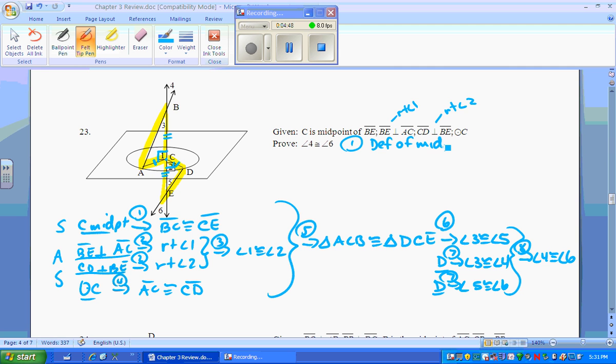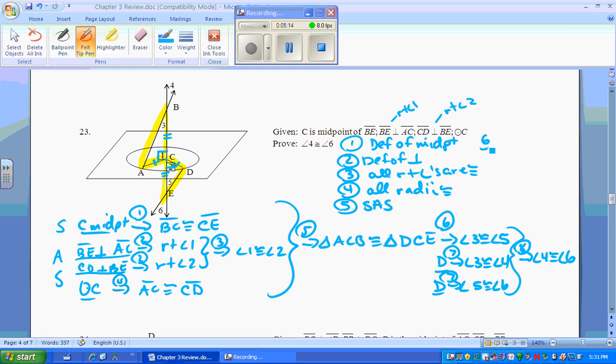Step 1 was definition of midpoint. 2, definition of perpendicular. 3, all right angles are congruent. 4, all radii congruent. 5, side angle side. 6, CPCTC. 7, vertical angles congruent. And 8 is the transitive property because they were all congruent.